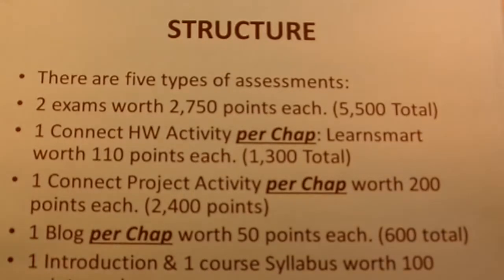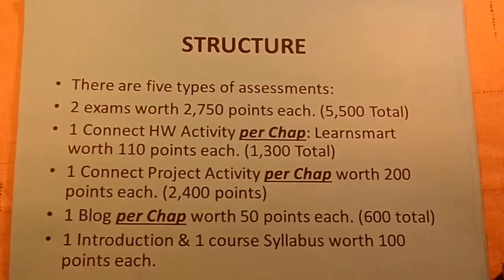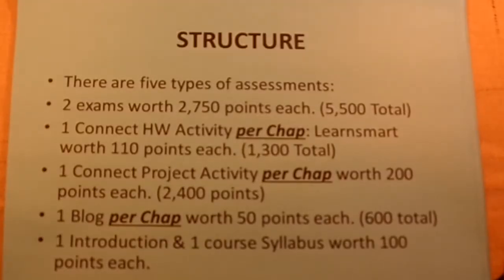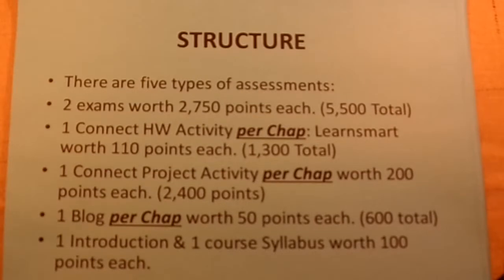Here's the basic structure of the class. There are 5 types of assessments. There's a midterm and a final, each of them worth 2,750 points. This is 5,500 points out of a 10,000 point total. That means I've pre-weighted it at 55% of your grade, but now you don't have to calculate how much one test compares to one homework assignment. I'm awarding points based on what I think the worth of each is.